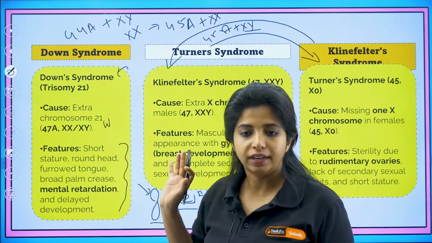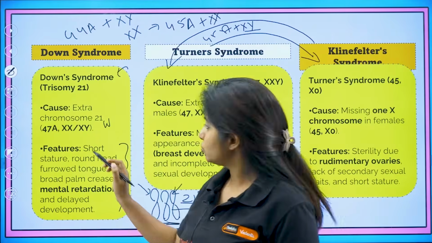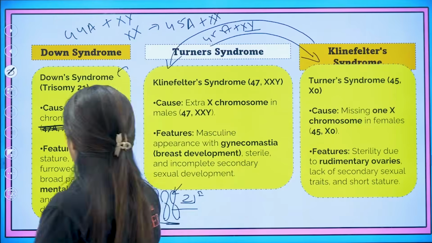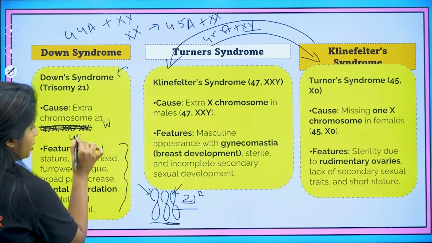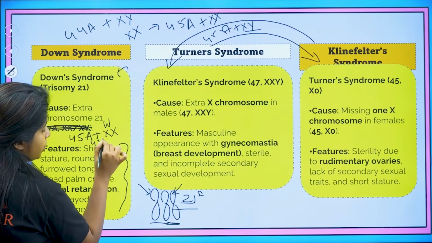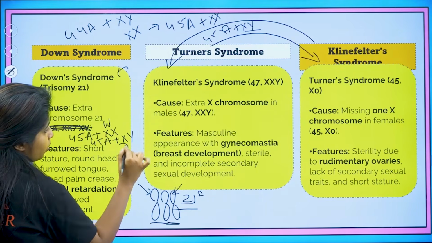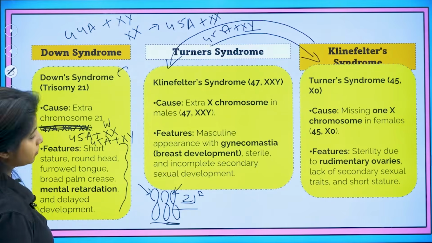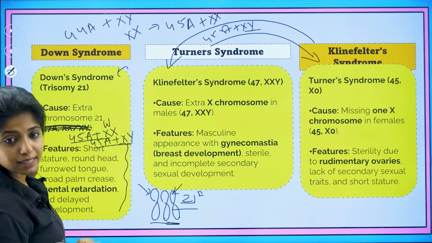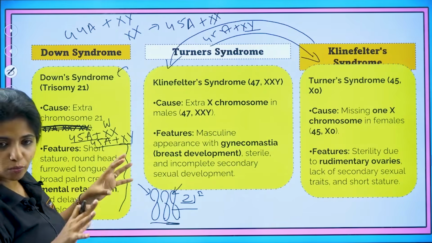This is the condition, my dear children. Okay, so don't write this, it is wrong. So what would it be? It will be, my dear children, 45A plus XX or 45A plus XY. Cool? That's all. Now, this is known as karyotyping. This is known as karyotype.